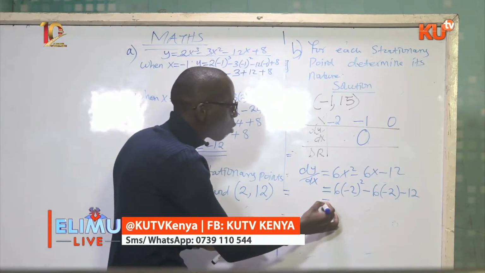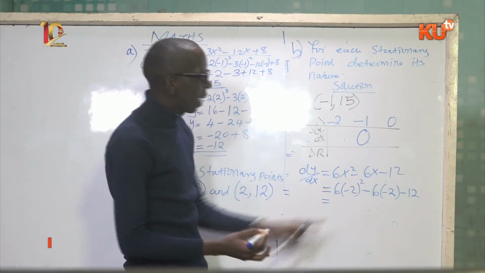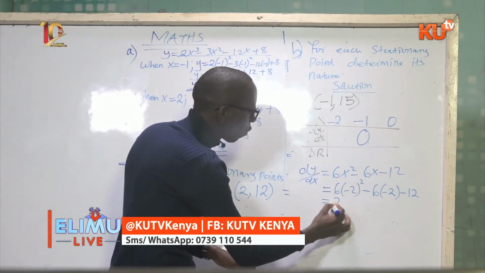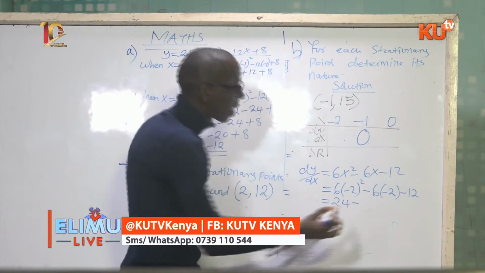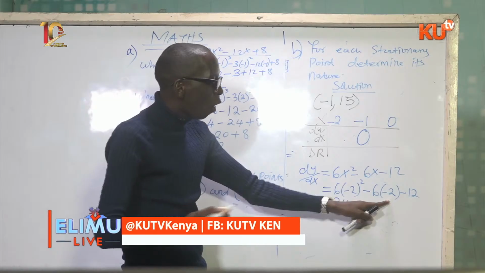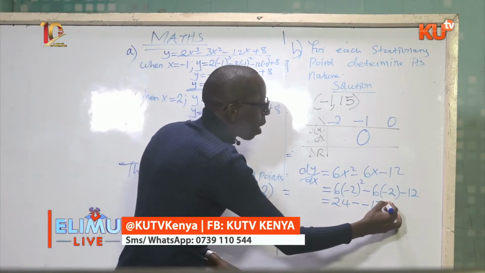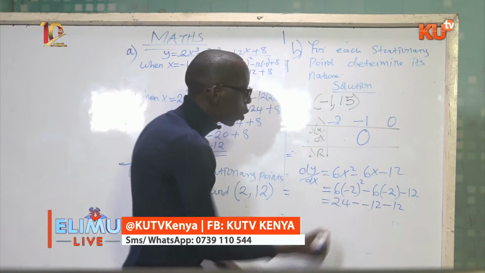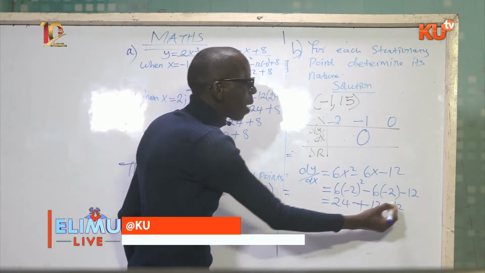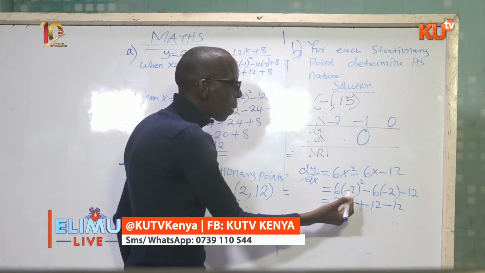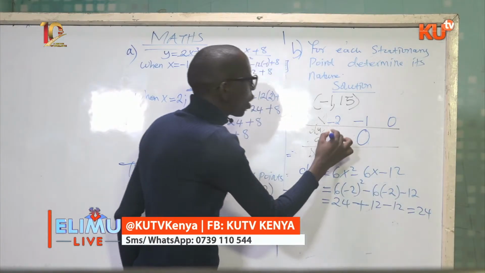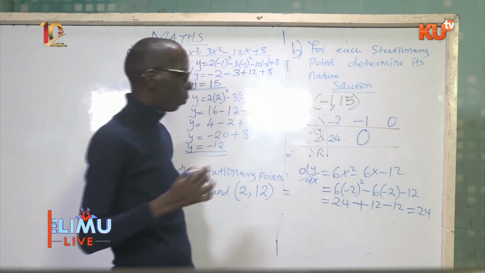So I'll do it manually. Negative 2 squared is positive 4. Positive 4 times 6 is 24. Minus 6 times negative 2 is negative 12. So minus negative 12, then minus 12. So minus means addition. So 24 plus 12 minus 12. 24 plus 12 minus 12 is 24. So the value here is positive 24.